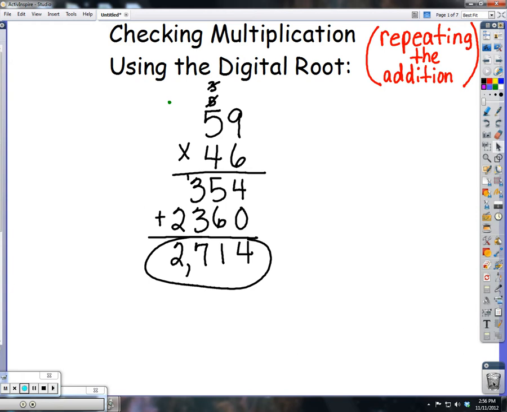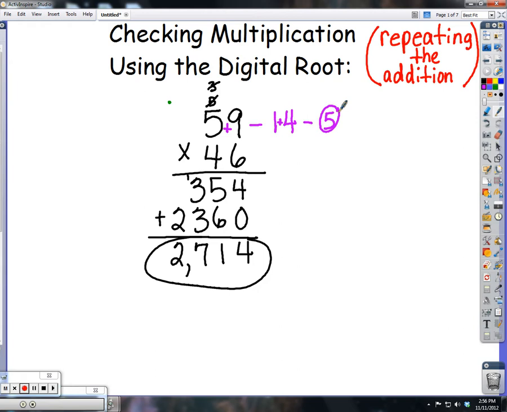So the first thing that we would do is we would take each number in the problem and add all of the digits together. So for example, on the multiplicand, 5 plus 9 is 14. Now I'm not finished because I have to keep repeating the addition until I get to a single digit number. So now I'm going to repeat my addition. 1 plus 4 is 5. Now I have my single digit number.